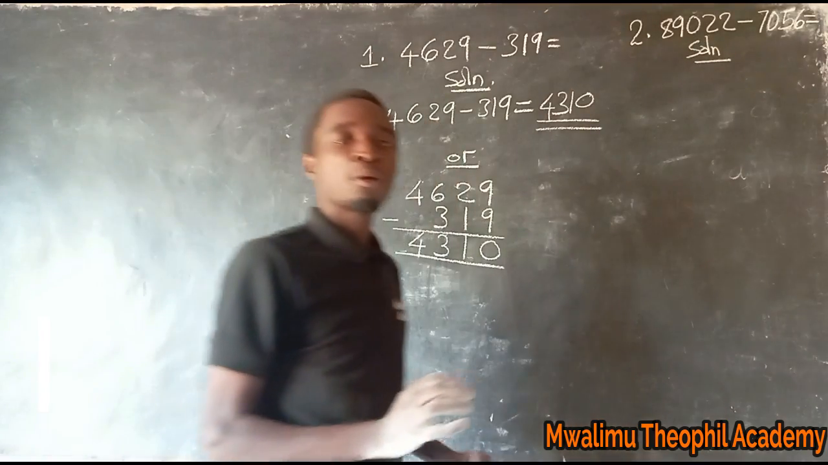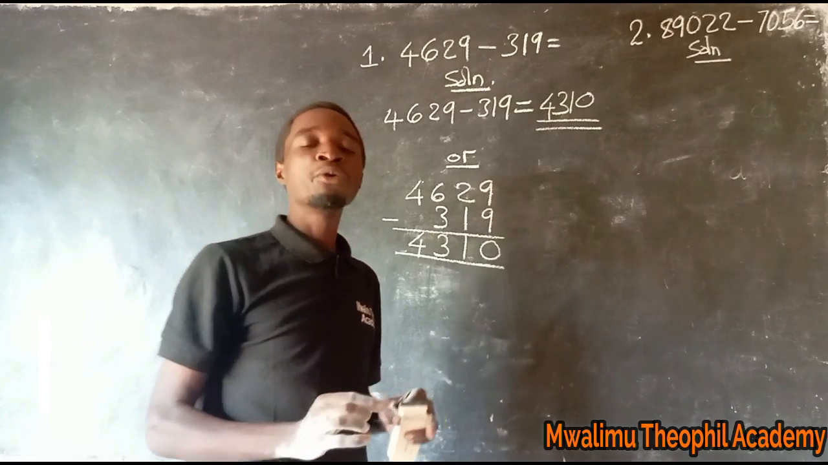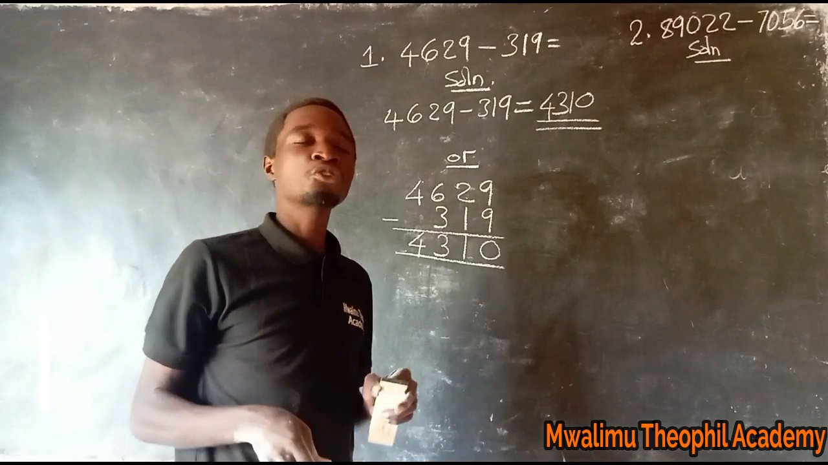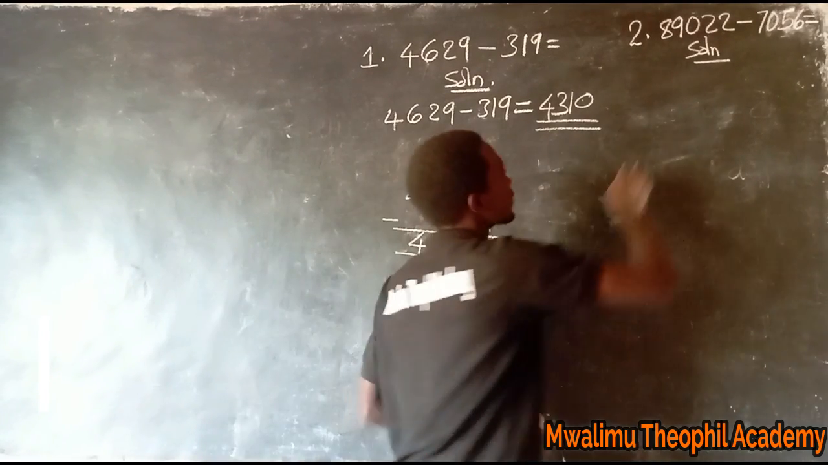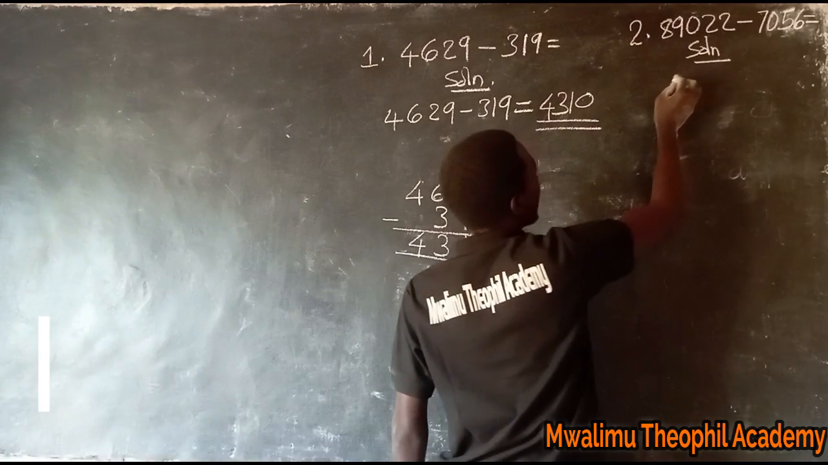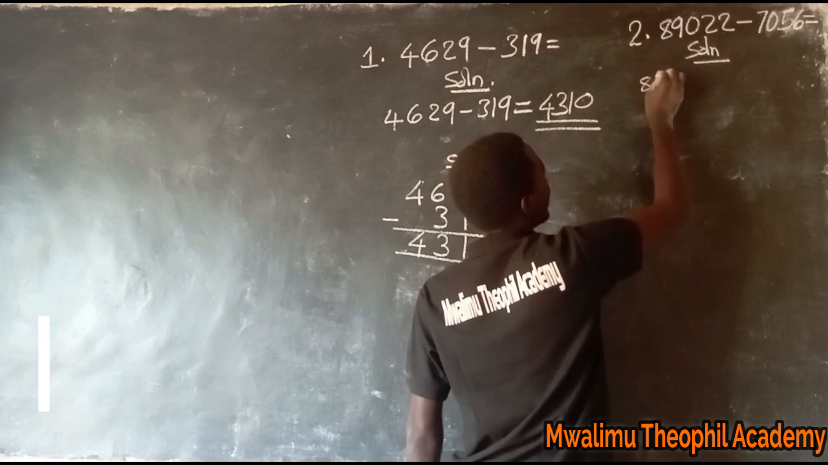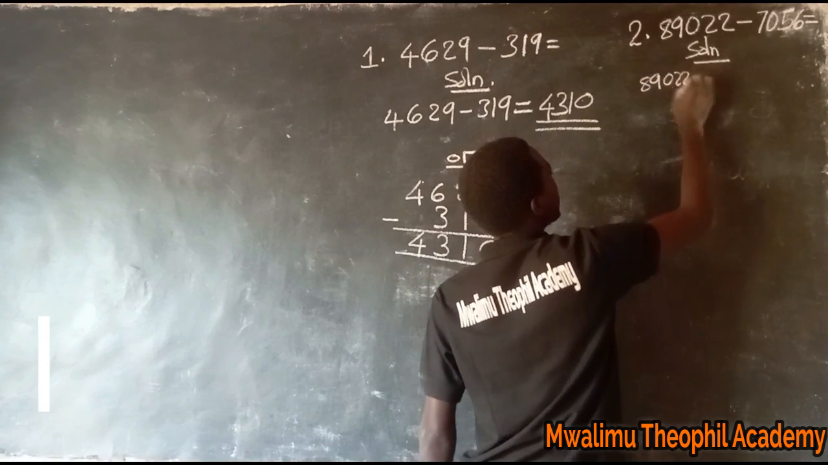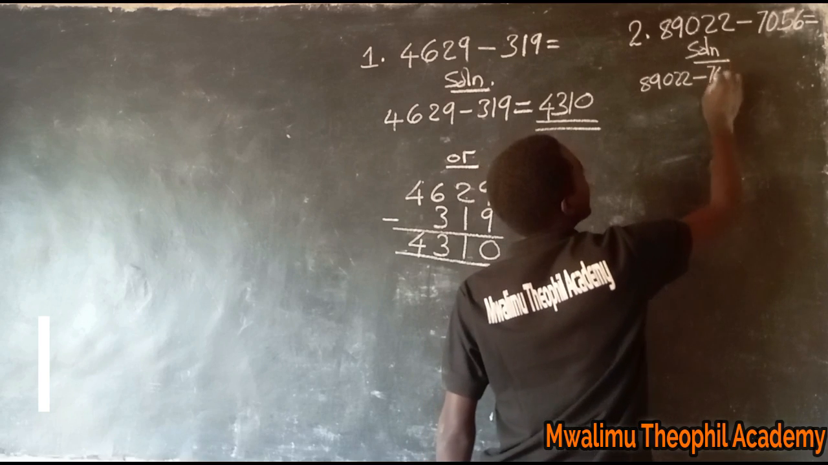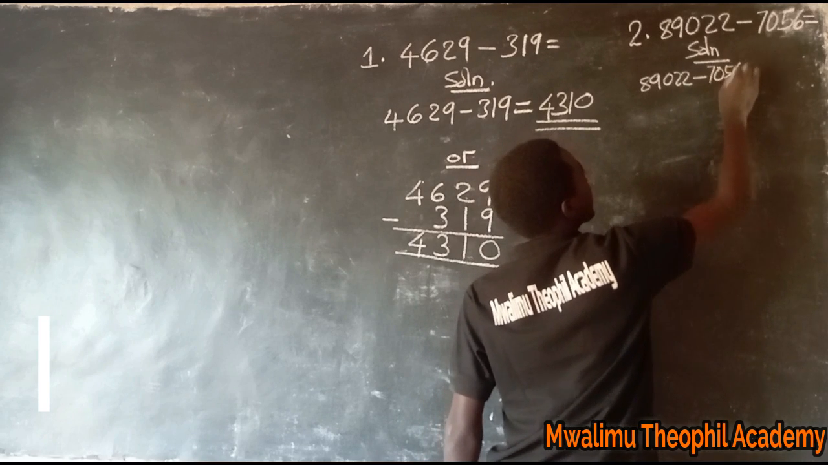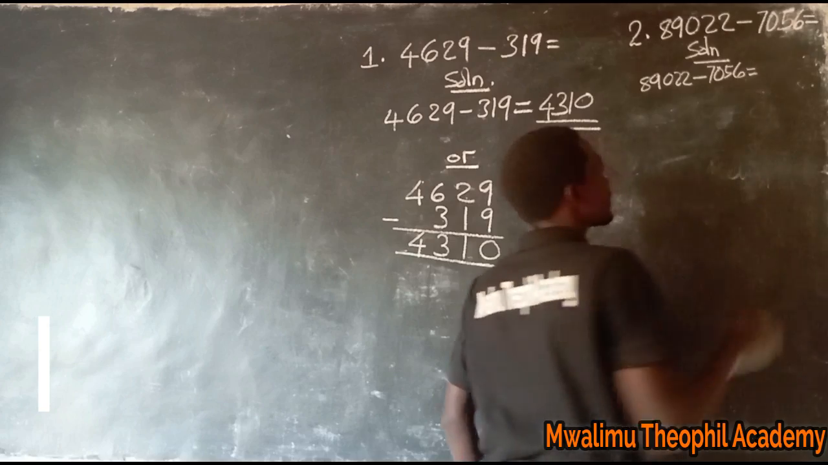The same, we are going to see using each of the two methods, the horizontal method and the vertical method. Let us start with the horizontal method. In the horizontal method, you're going to write 89,022 minus 7,056 is equal to, let us start as usual.